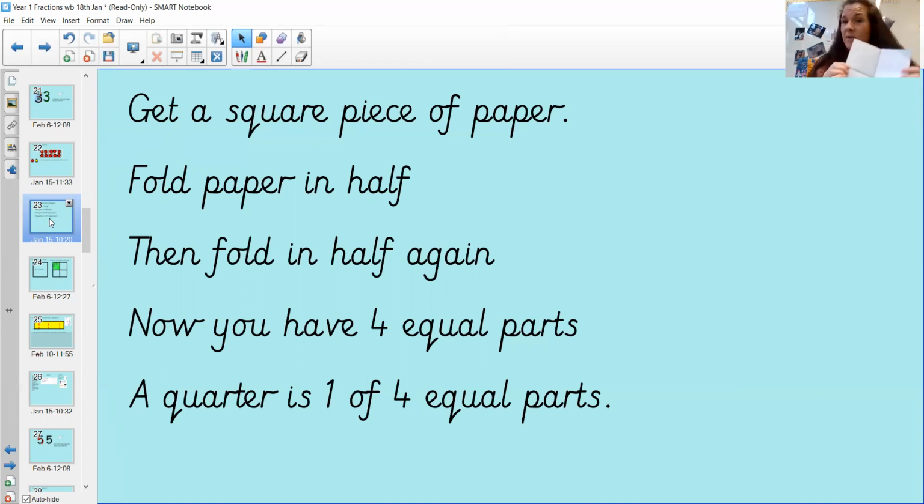Okay, and the sentence we're going to say is, a quarter is one of 4 equal parts. So I'll say it again, then you're going to be my echo. I want you to say it back. A quarter is one of 4 equal parts. Okay, and one more time. A quarter is one of 4 equal parts. Brilliant. Okay, so now we've got our shape in our 4 equal parts.